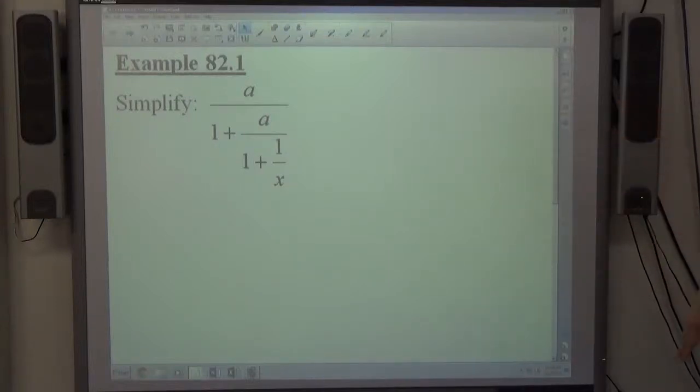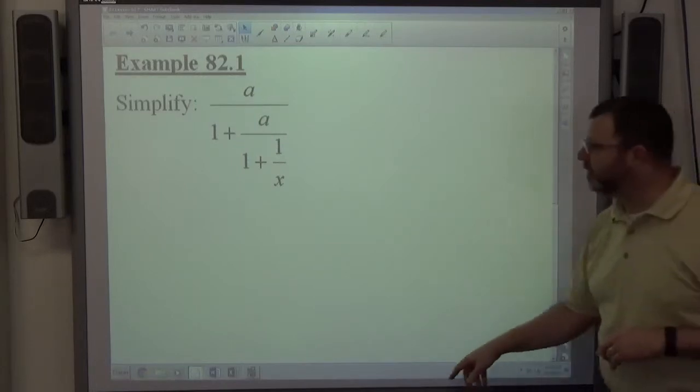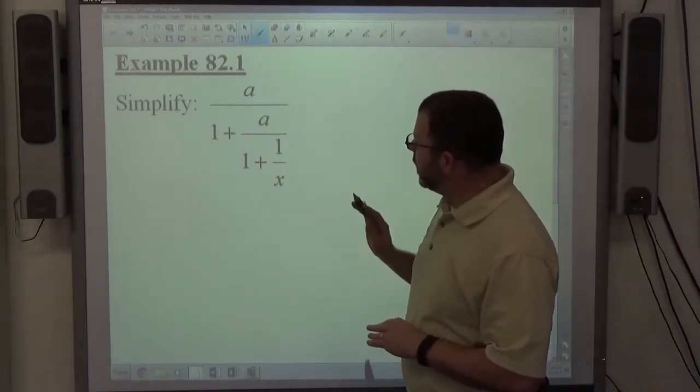All right, this is on the back of the page you were just looking at, example 82.1. Simplify a over 1 plus a over 1 plus 1 over x. This is a simple continued fraction, actually, is what we're looking at. And what I want to bring to your attention is this.